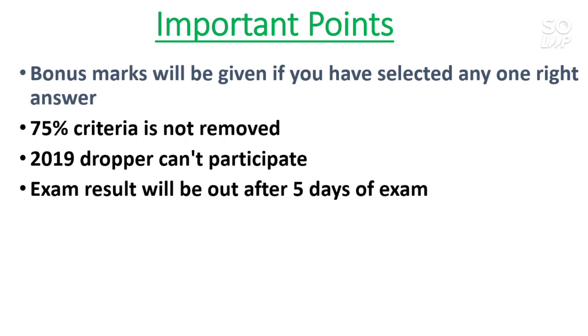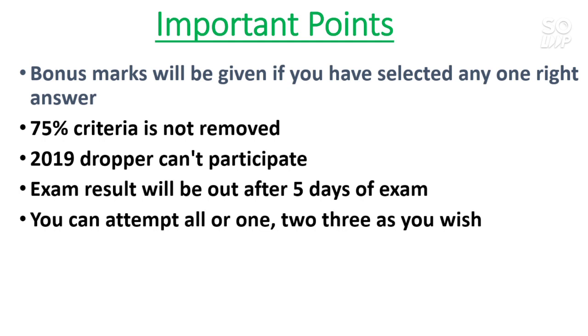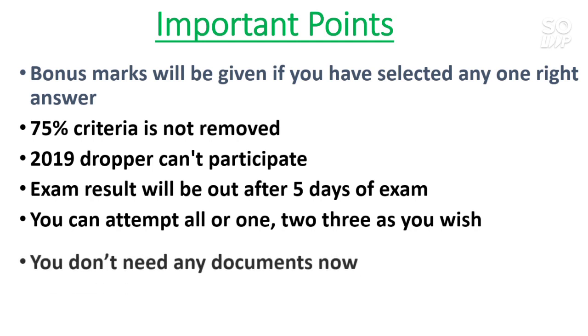The exam result will be out 5 days after the exam. That means for the first attempt the result will be out on or before 2nd March. You can attempt all the exams, or 1, 2, 3, as many as you wish. If you have any problem during the first attempt, you can attempt it later, or you can attempt all. There is no criterion that you have to attempt all, so you can attempt as many as you can.